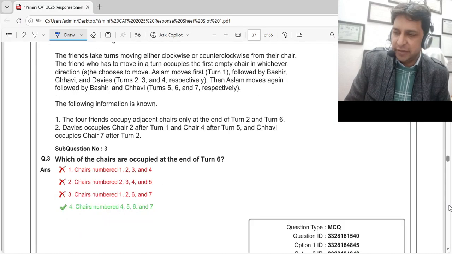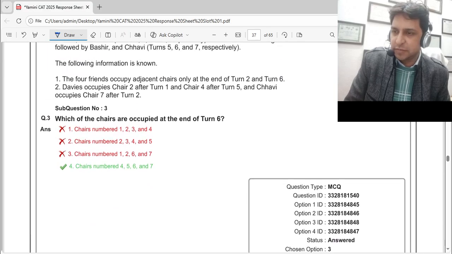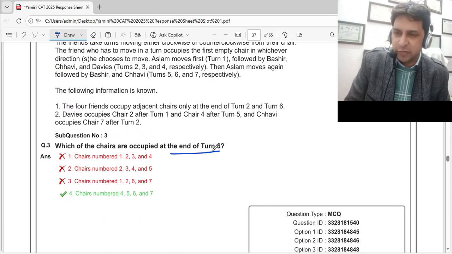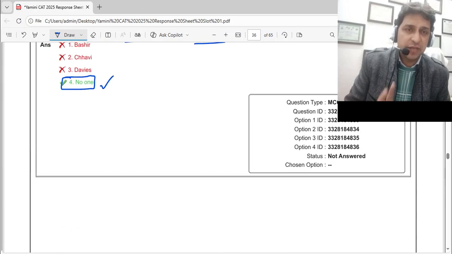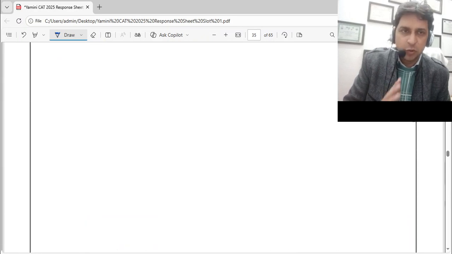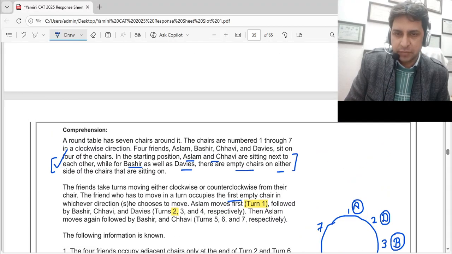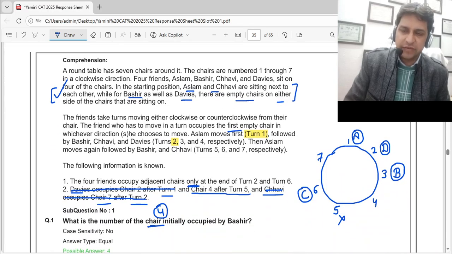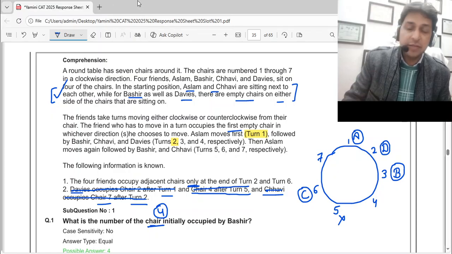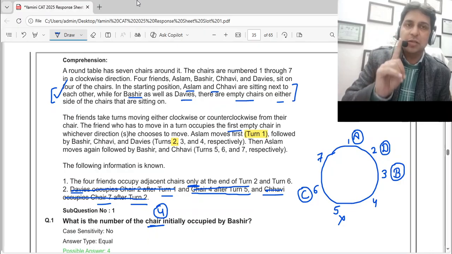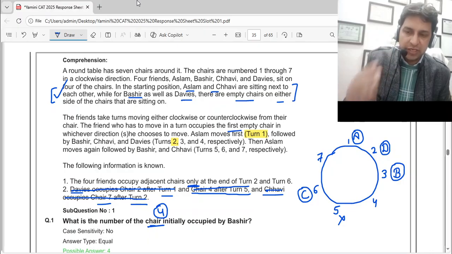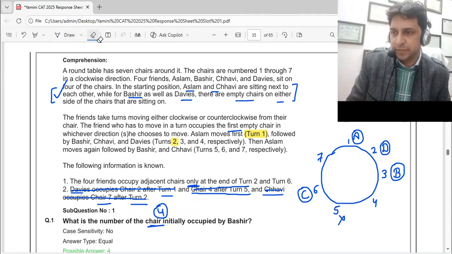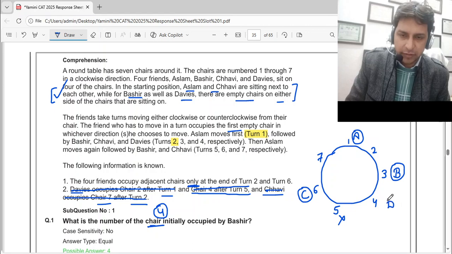The question number 3 we had was which of the chairs are occupied at the end of turn 6. Now at the end of turn 6, that means we have to make 6 moves. 3 we have already done. Let's go towards the 4th move now. In the 4th move, D has to be at chair number 4. They say turn 5, so please mind it, he has only one chance to move, at turn 4. So we need to bring him right now to chair number 4. So D comes from here and moves to chair number 4 here.